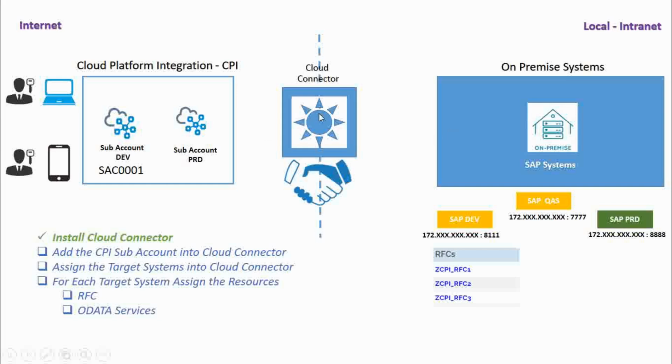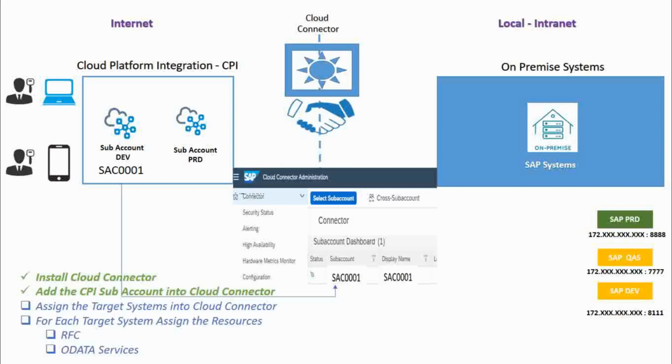Now we have to establish the connection. The second step is that SAC 001 should be registered in this cloud connector. Log in to the cloud connector and there is an option called add sub account. In that add sub account you will add this account. You log into the cloud connector with a user ID and password, which we will explain in the cloud connector section. In that sub account you will mention all the necessary details of your SAP sub account: what is the name, what is the region, everything like that.